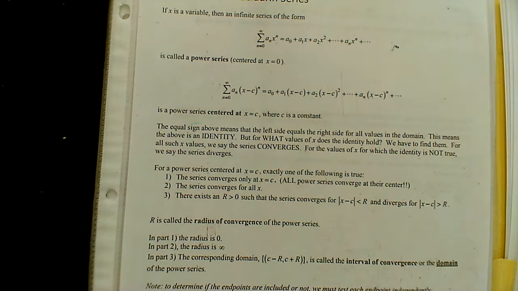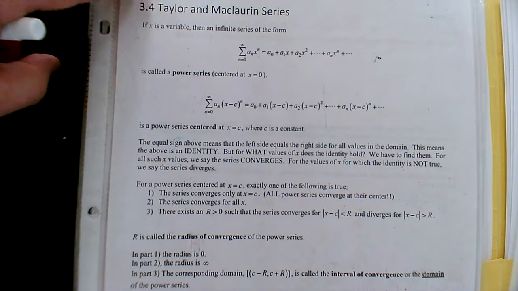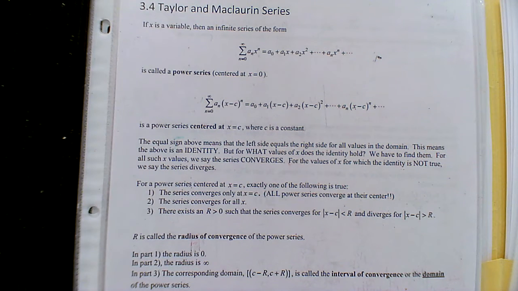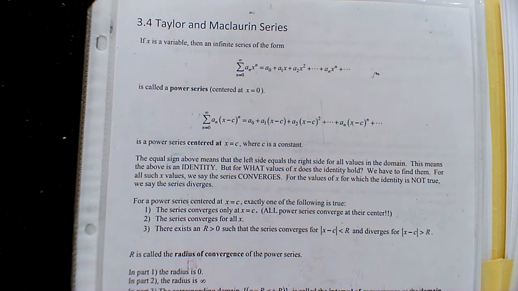All right. So 3.4 is really going to be based directly off of 3.3 with the Taylor and Maclaurin polynomials. This section is labeled Taylor and Maclaurin series, so it's basically going to be based off of that section. So anything that you had to memorize for that section should also be memorized for this section.